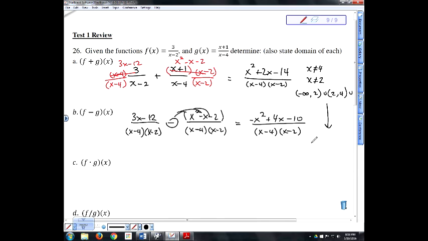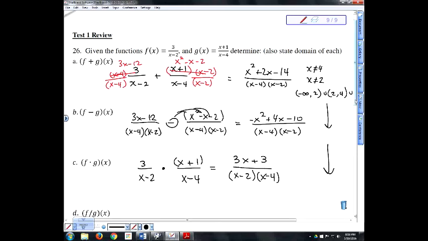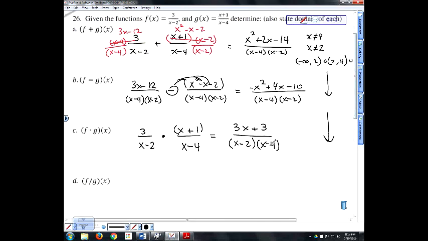X cannot be 4, x cannot be 2. Now for f multiplied by g, you don't have to have the same denominator. So going back to the original functions, 3 over x minus 2 multiplied by x plus 1 over x minus 4, all you got to do is multiply straight across. So if the 3 multiplies there, you're going to get 3x plus 3 over x minus 2 times x minus 4. Same domain, x cannot be 2 and x cannot be 4.